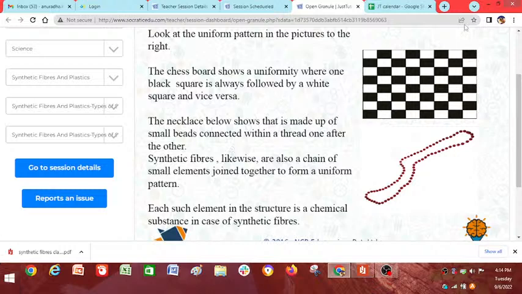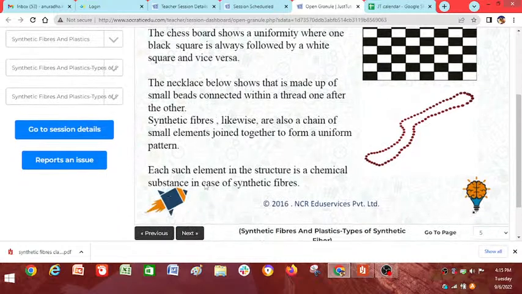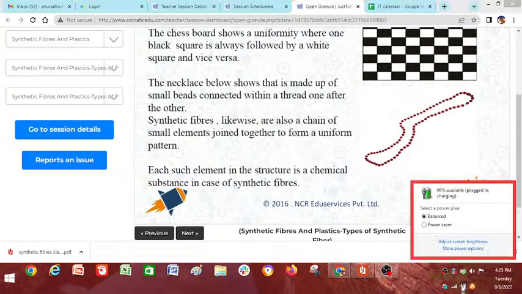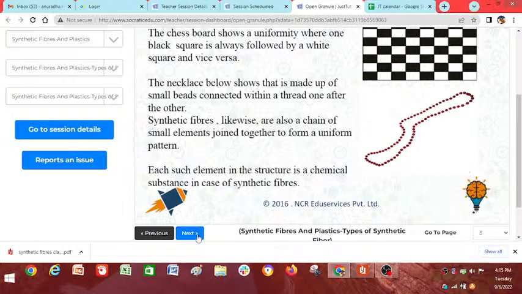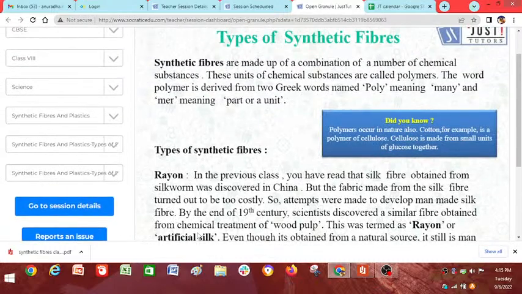Uniform pattern that we can see over here. The example is chessboard. So now, each such element in the structure is a chemical substance in case of synthetic fiber. So each such element is known as chemical substance in such synthetic fibers. So I hope you are clear here about synthetic fibers. So let's move to the next slide.